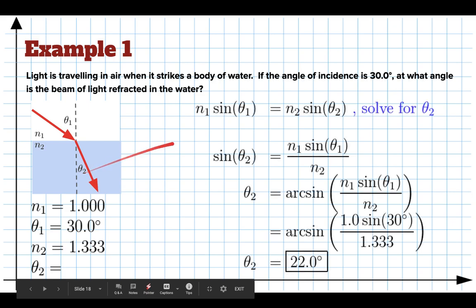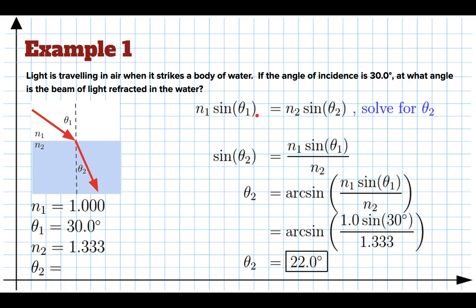So we're just going to solve Snell's law. Here's Snell's law, n1 sine theta 1 equals n2 sine theta 2. And we're solving that for theta 2. We're trying to find out this thing right here. To find that, I'm going to divide both sides by n2. If I divide both sides by n2, I'm left with sine of theta 2 equals n1 sine of theta 1 over n2. Now, that's not theta 2.